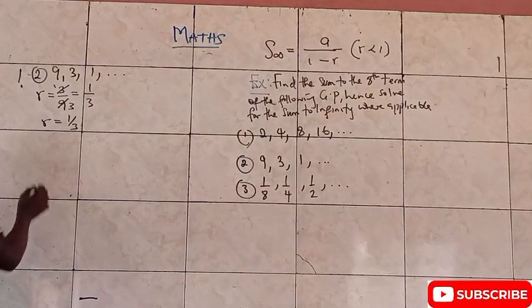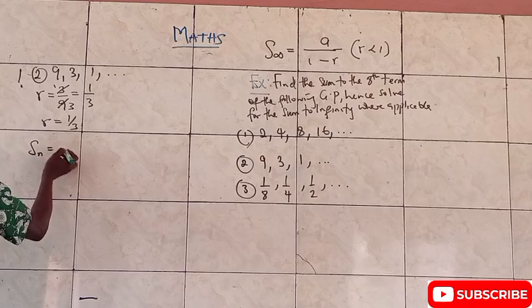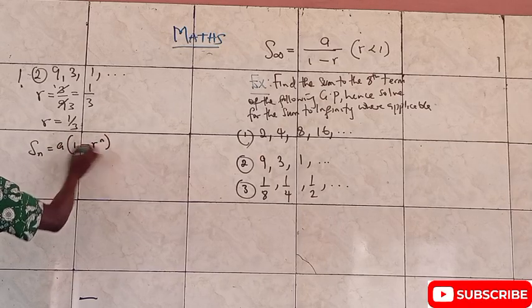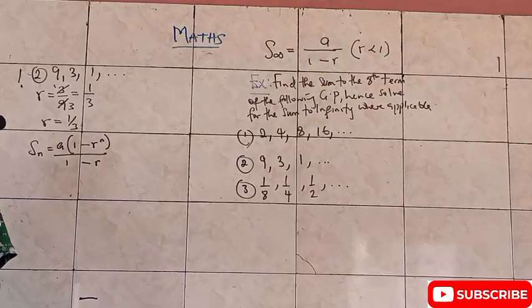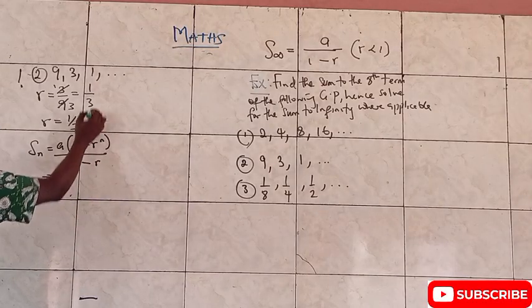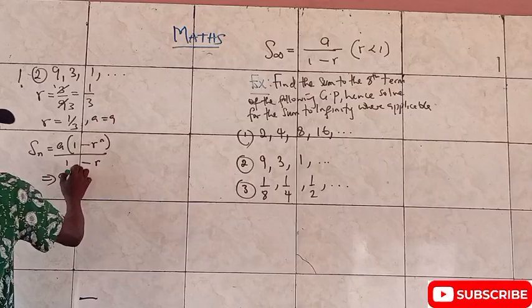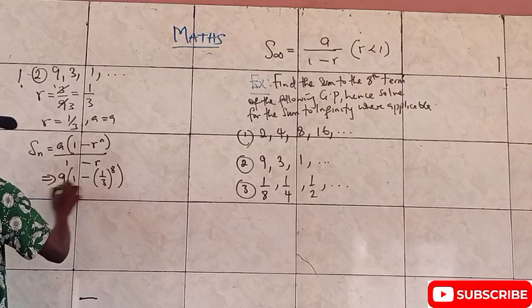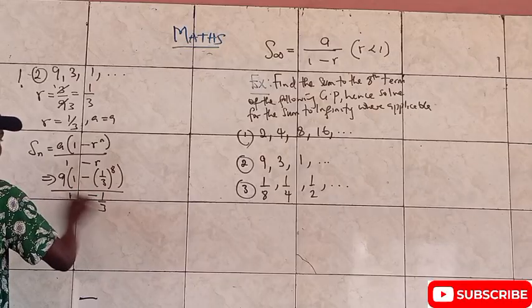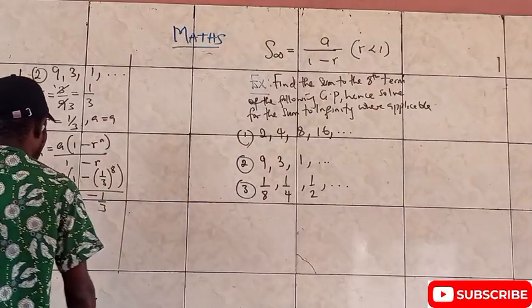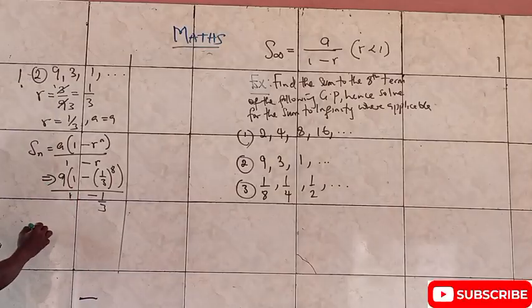So we are going to be using the formula Sn equals a open bracket 1 minus r to the power n, all over 1 minus r. That's what we're going to be using. So that being said, a is 9. Sn equals 9 open bracket 1 minus 1 over 3 all to the power of 8, all over 1 minus 1 over 3. Do you understand?